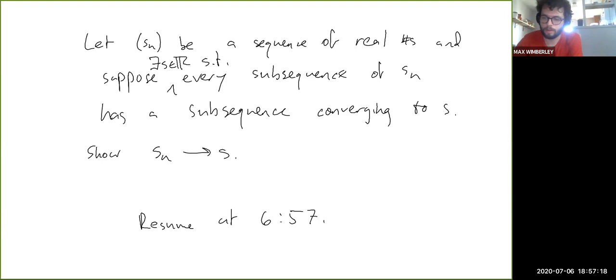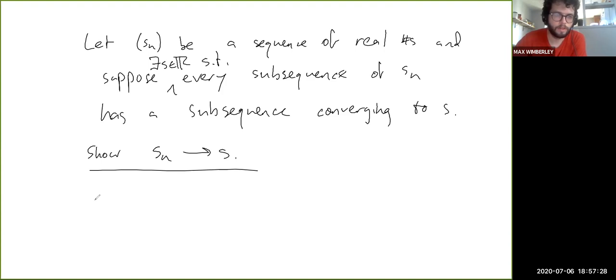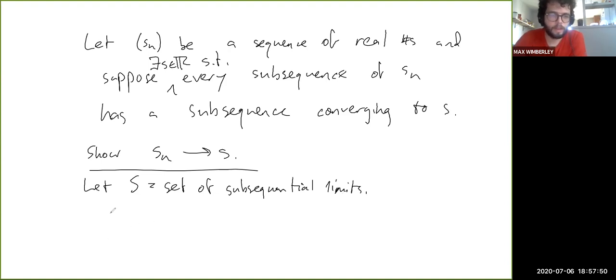All right, so here's the very simple argument for this. Let capital S be the set of subsequential limits, right? Then clearly little s is in capital S, right?